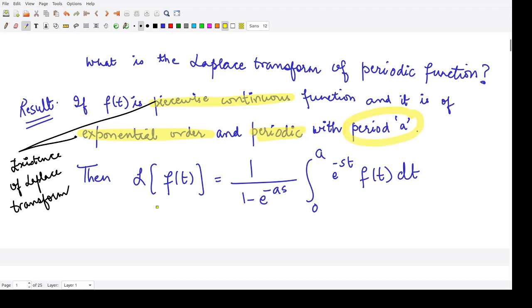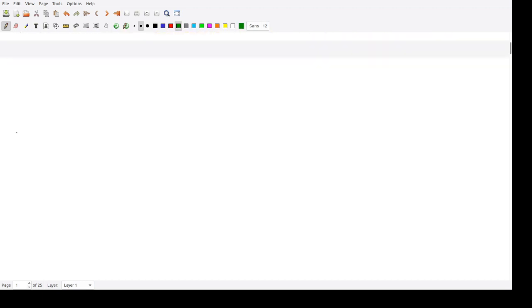In that case, the Laplace transform of that function is 1 divided by 1 minus e to the power minus as, where this a is the given period of the function, and the integration: in the Laplace transform you take the integration from 0 to infinity, but now we have restricted infinity to a, where a is the period of the given function. So it is the integral from 0 to a of e to the power minus st f of t dt. This is the same as the definition for a periodic function. So let us see the proof for this result. This is very simple.